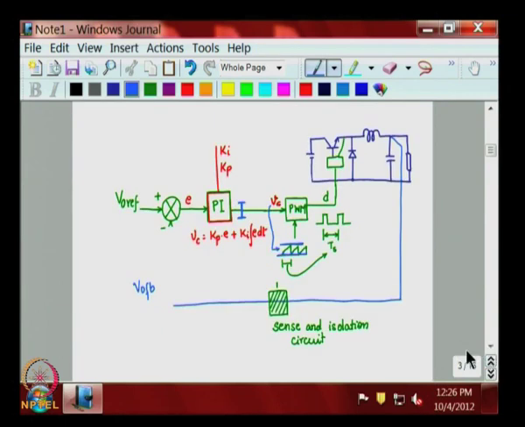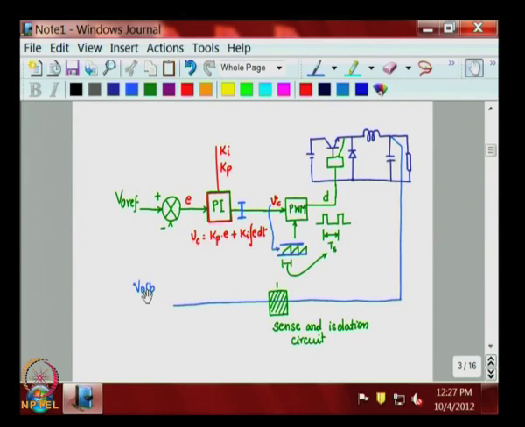So, what it basically means is that you have a potentiometer here, increase V naught ref, let us say it is set at 5 volts, increase from 5 to 6 volts, this would increase E, will increase the output of the PI, this will increase Vc, which will increase the duty cycle, should increase the voltage, and then should increase V naught feedback.